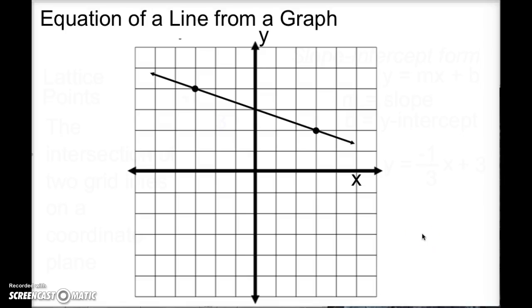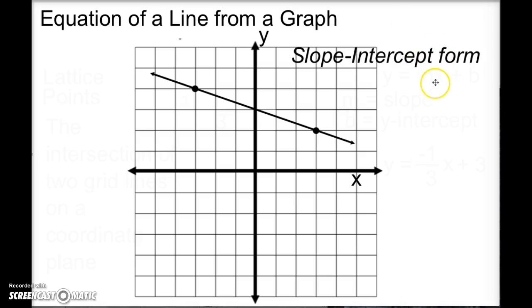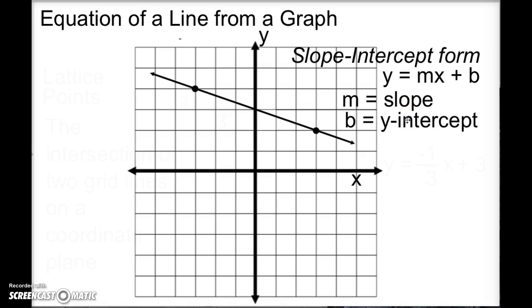This is going to be a video to help you find the equation of a line from a graph. Now what I mean by an equation of a line, I want to be able to write that equation in what they call slope-intercept form. What that means is I'm going to write it in the form of y equals mx plus b, where m is equal to the slope and b is equal to the y-intercept.